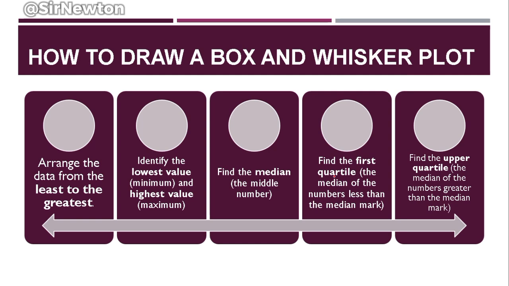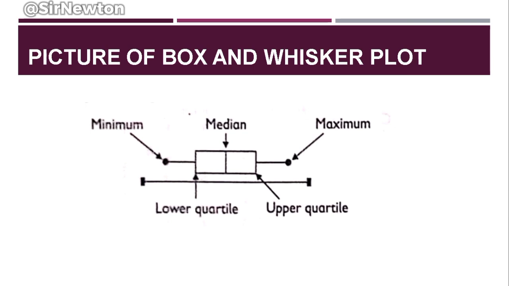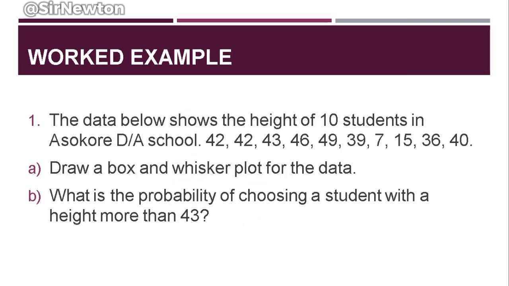Don't worry if you don't understand. We'll look at an example in the next slide. And then the upper quartile is the median of the numbers greater than the median mark. So this is how the box and whisker plot looks. You have the minimum value here, you have the median value here, you have the maximum, you have the lower quartile, and then the upper quartile.